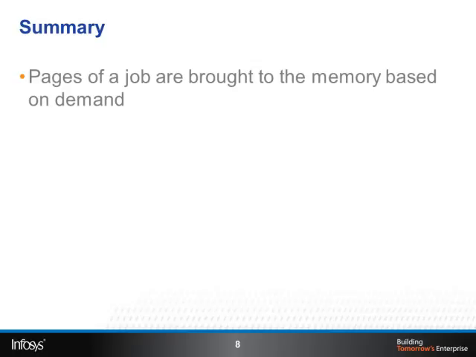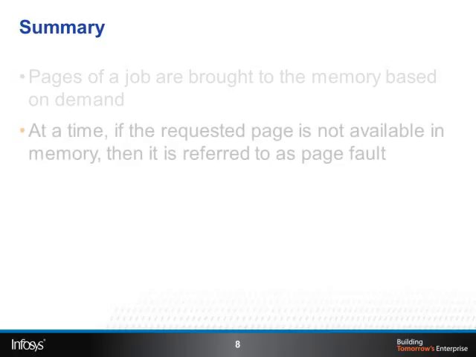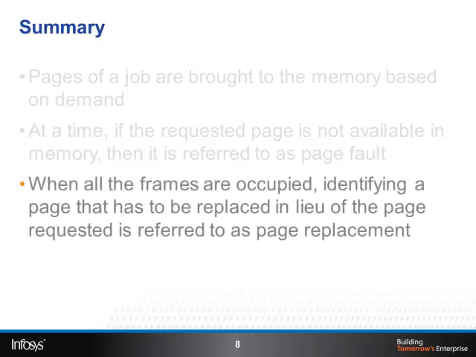Let us summarize demand paging. In demand paging, a page is brought into the memory only when there is a demand for that particular page. If the requested page is not available in the memory, then it is known as page fault. If all the memory frames are occupied, then identifying and replacing a page that has to be replaced for the newly requested page is known as page replacement.